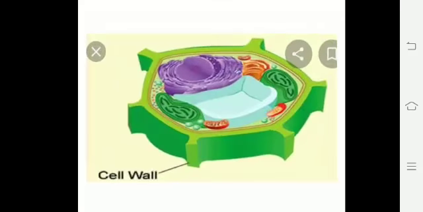Anyhow, I should tell about the cell wall also. This cell wall we can find in the plant cell only. It acts like bricks. It gives rigidity and shape to the cell, and along with it has one more nature: it is a freely permeable membrane. It allows all the substances through it. Okay, this is about the cell wall.